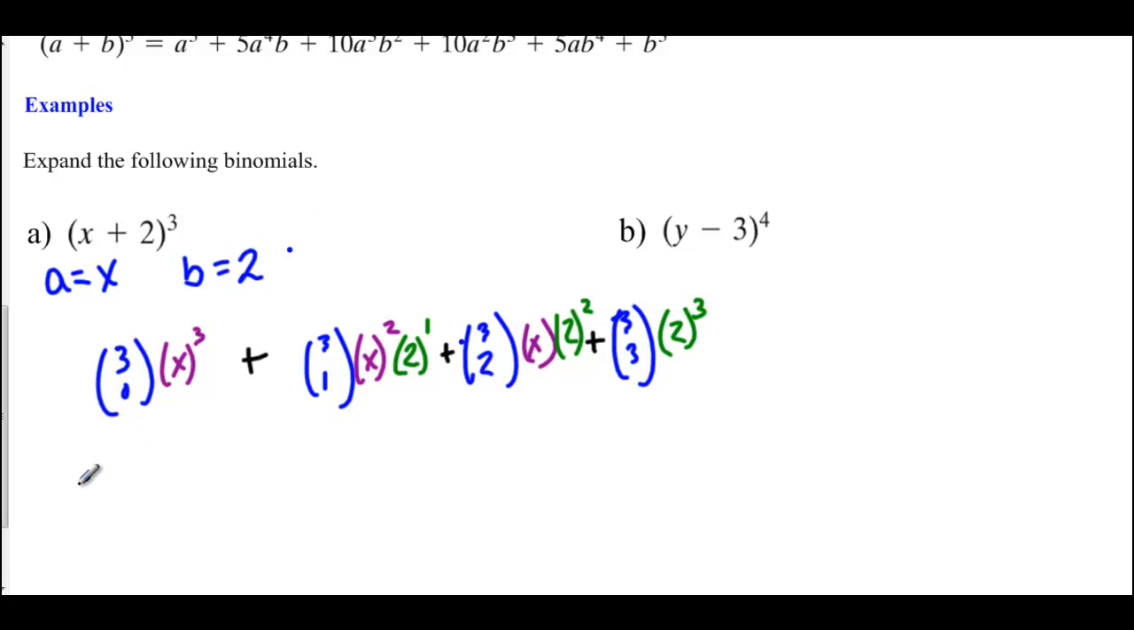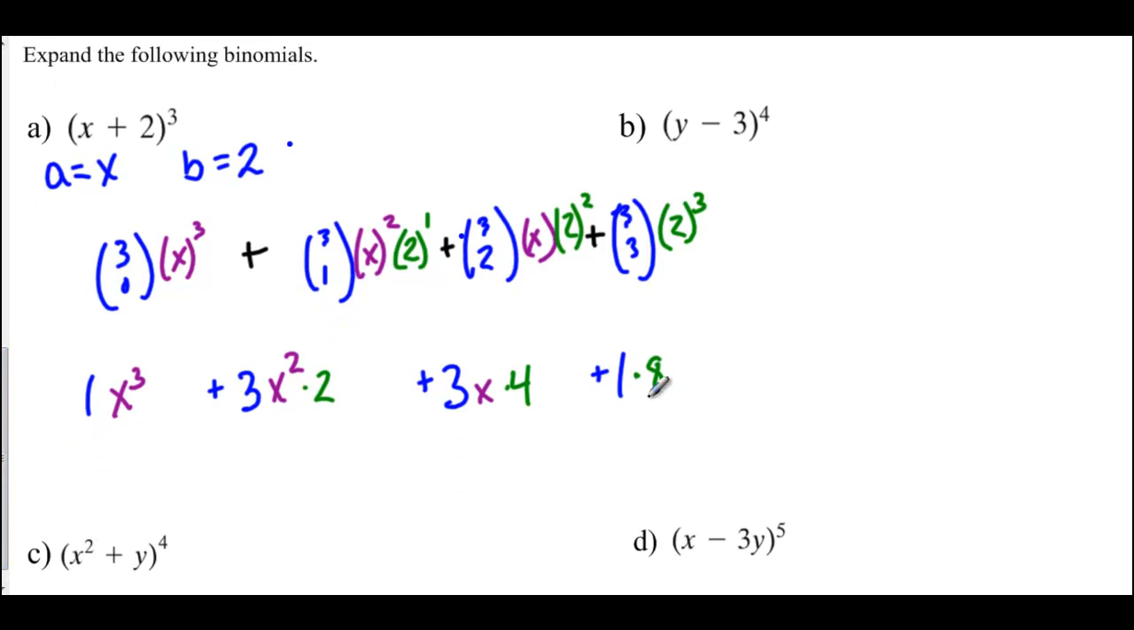So for my coefficients, I know I've got this. Oops, let me switch colors. So I've got a 1, a 3, a 3, and a 1. And then I'm just going to go ahead and put these guys in there. So I'm going to have x cubed, x squared, x. And then here I'm going to have 2. 2 squared is going to be 4. 2 cubed, 2, 4, 8.